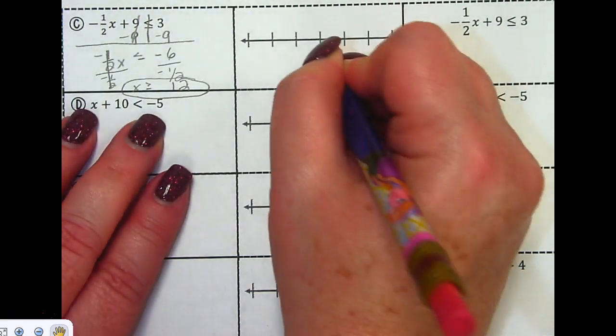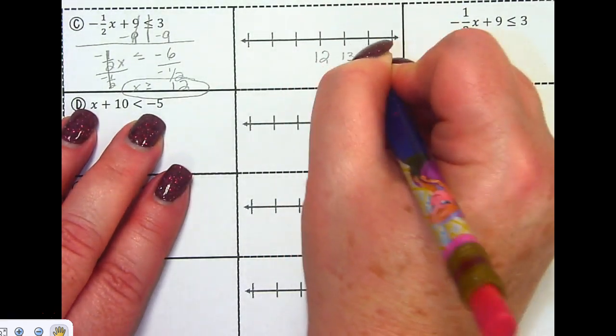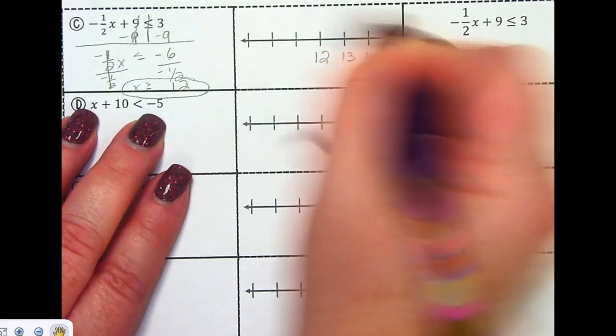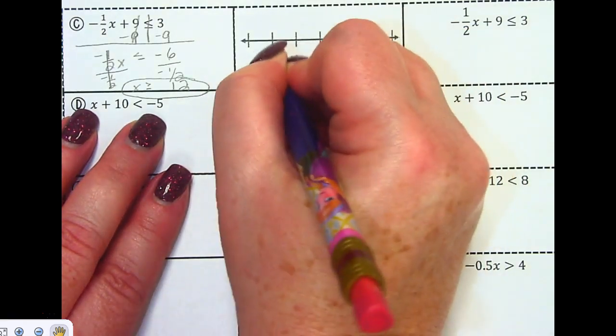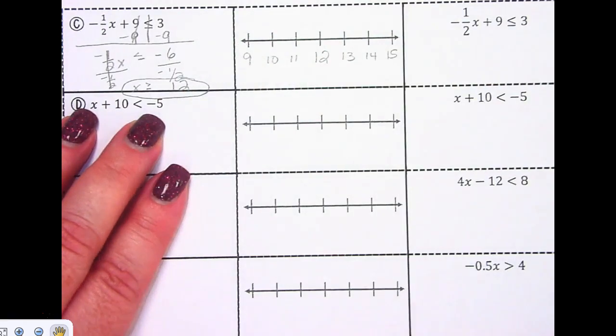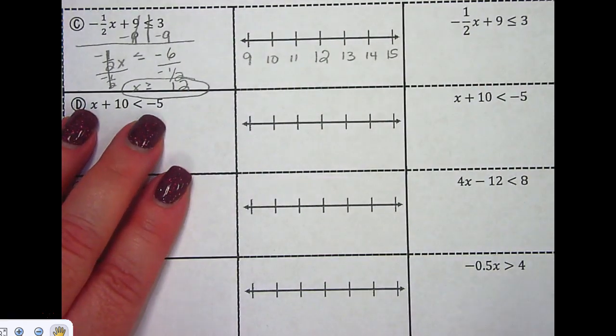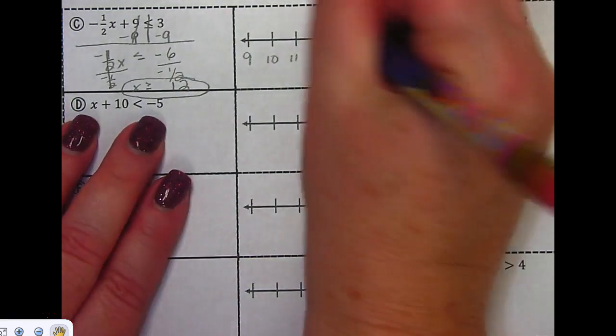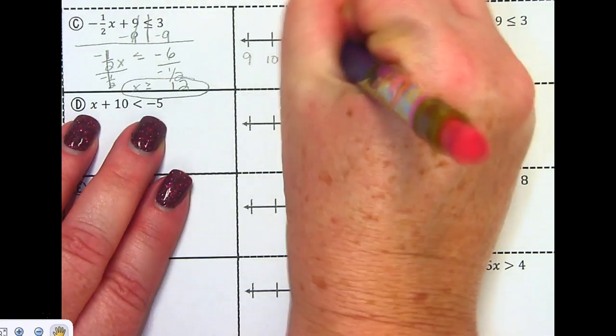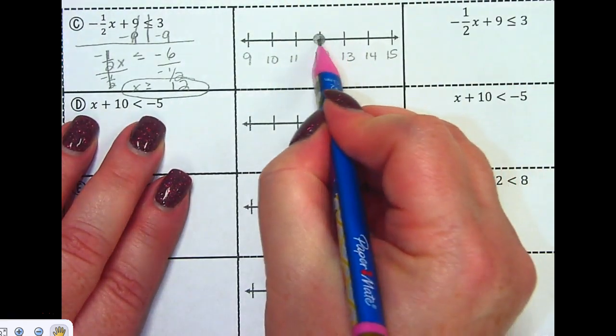So I need to put a 12 here. 13, 14, 15, 11, 10, 9. Closed circle or open circle? Closed circle. And I need to go this direction.